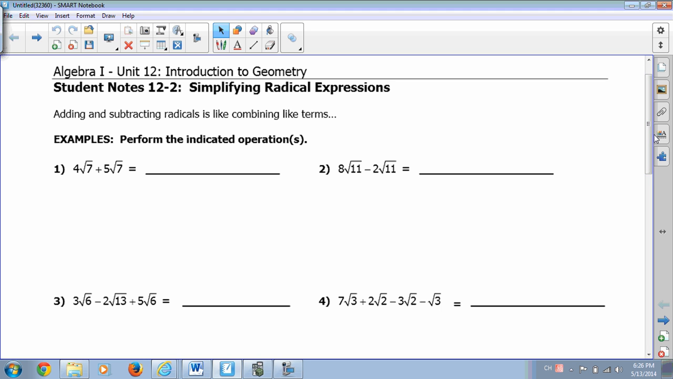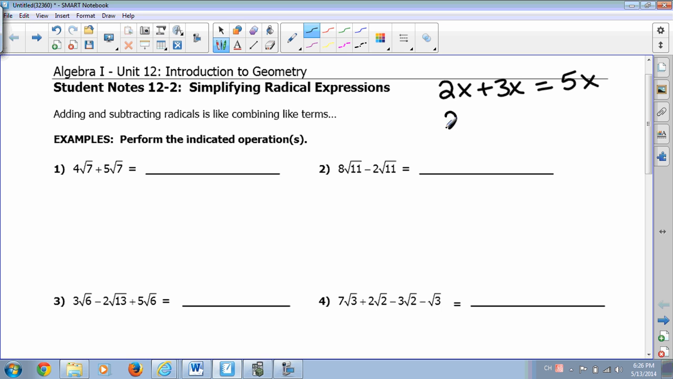Simplifying radical expressions is just like combining like terms. So combining like terms such as 2x plus 3x. Since they both have x's, you can add them together, and that equals 5x. But if you try to do 2x plus 4y, you could not combine these two because they have different variables. One has an x and one has a y. So this is already simplified. You can't do anything more with it.